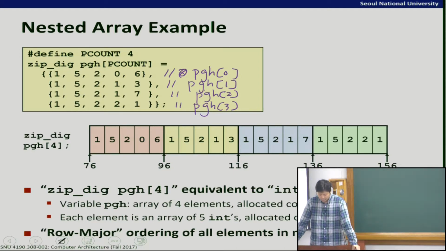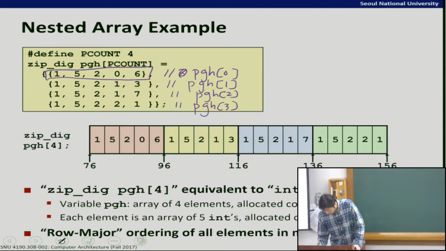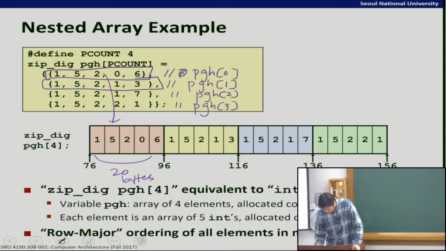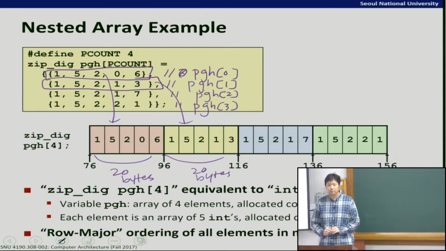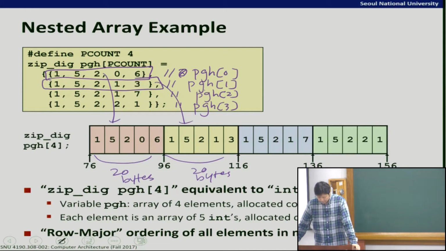So if you take a look, this is how this two-dimensional array is laid out. The first row of the 5 integers will come first, like 1, 5, 2, 0, 6. This one takes 20 bytes, followed by the second one. The second row comes next. This one also takes 20 bytes, and so on. Okay, so that's basically how you lay out this structure, this array. And zipdig PGH4 is equivalent to integer PGH4 because it's a two-dimensional array of integers.